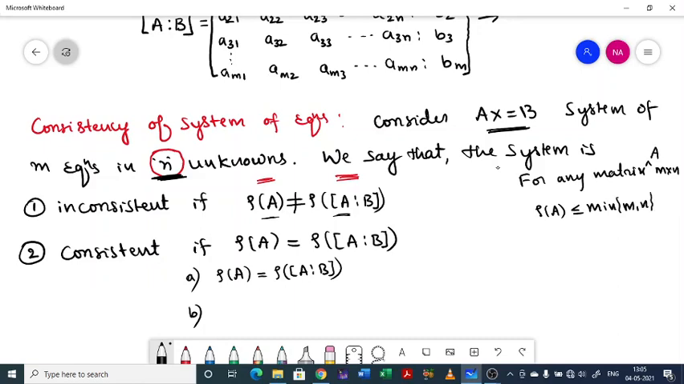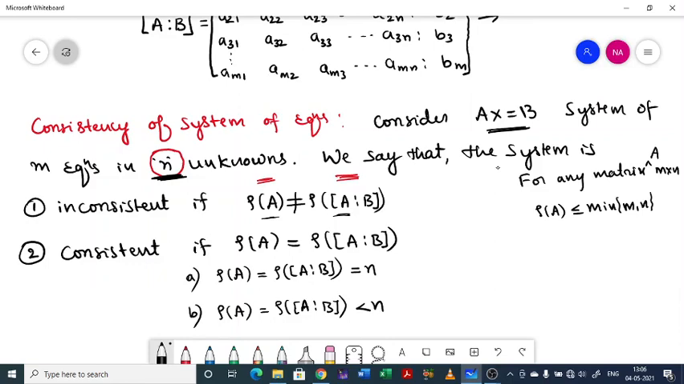This is one important point you have to note down. So rank of A never exceeds number of rows or number of columns. Now rank of A equal to rank of A colon B, there are only two possibilities. This cannot be greater than n. So there are only two possibilities. One possibility is either it should be equal to n, or rank of A equal to rank of A colon B is less than n.